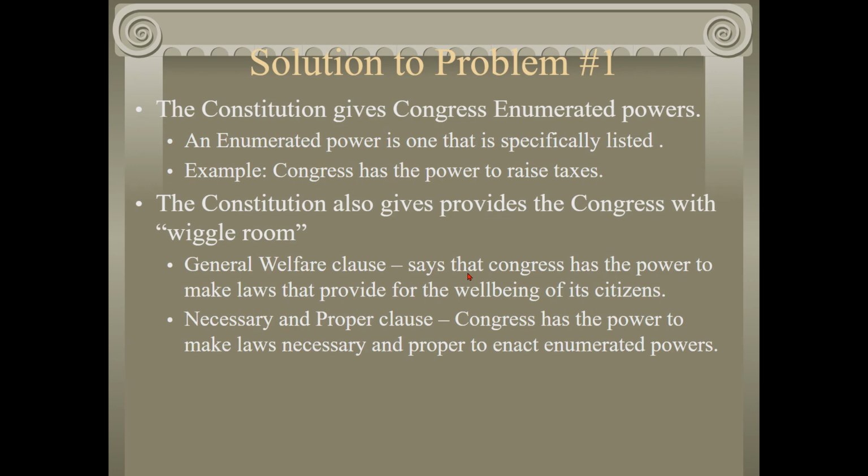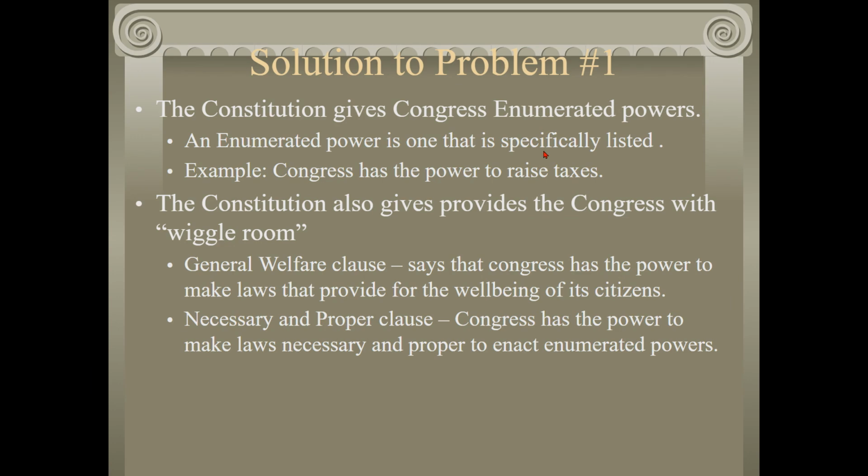And the necessary and proper clause basically says that if one of the enumerated powers is given in the Constitution, you have the power to do anything that leads up to that enumerated power. So if Congress has the power to establish an army, it doesn't say Congress has the power to make housing for the army, but if you have an army, you need housing for the army. And so it would be necessary and proper to create military bases in order to effectively have an army.